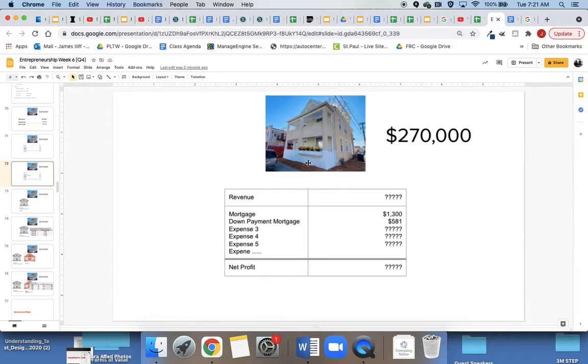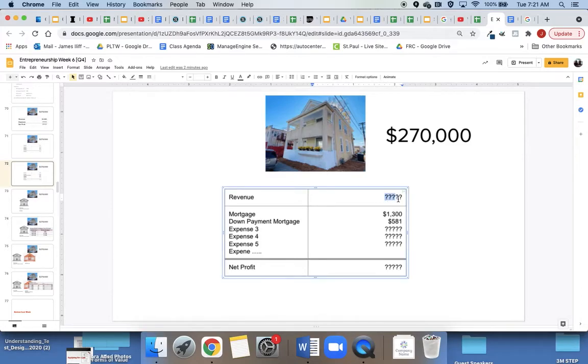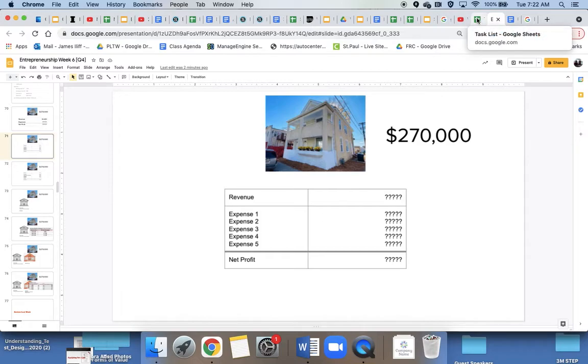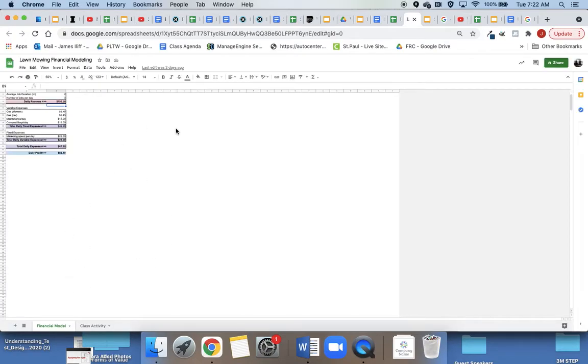I want to reiterate that your job is to create a financial model that accurately represents what it's going to take to run this business. This is a business. And so there's revenue, and then there's a whole bunch of expenses, and then we're going to see if it's worth it to buy this property. So that's what it is. You're going to turn in a Google Sheet. So you can create a new Google Sheet, and you're going to create your financial model like we're used to.